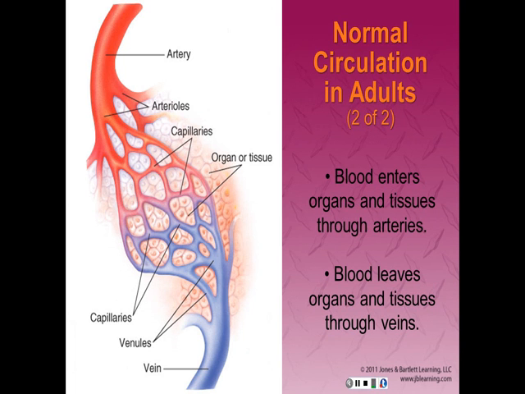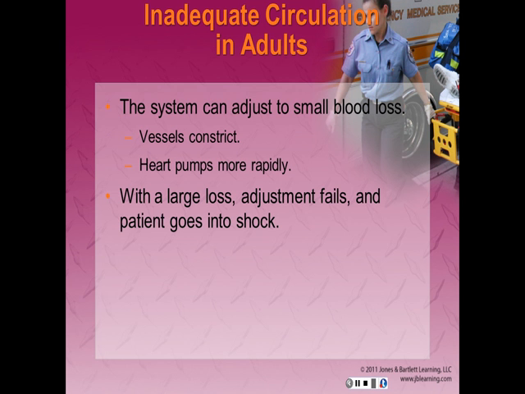If there is inadequate circulation in adults, the system can make adjustments to a small blood loss, and the vessels will constrict and the heart will pump faster. If the loss is large, adjustment fails and the patient goes into shock. Shock is also called hypoperfusion and is the inadequate circulation of blood through an organ or tissue.